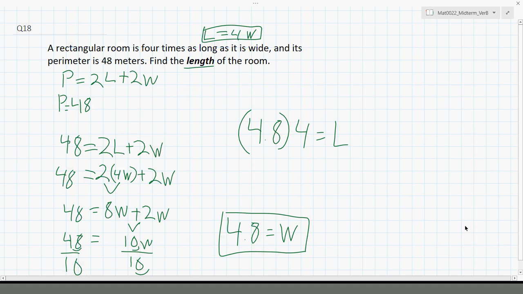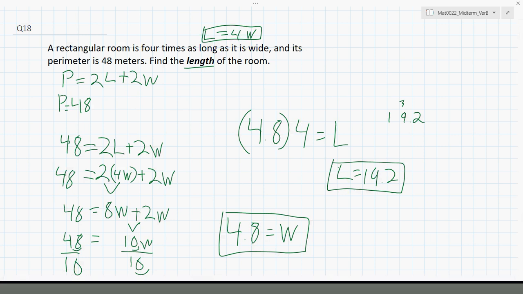4 and 8 is going to be 32. Let's put a 2, carry the 3. 4 times 4 is 16 plus 3 makes it 19.2. So L equals 19.2. I really hope this is the right one. I think somebody just flipped some numbers but didn't fully think of where the equation was going, so it ended up with decimals this time around. But these numbers shouldn't end up with decimals in your regular class and on your test.